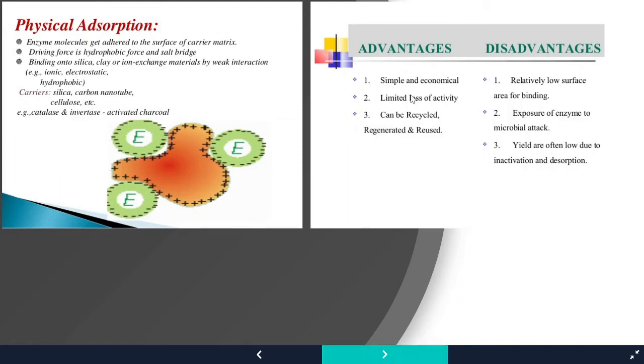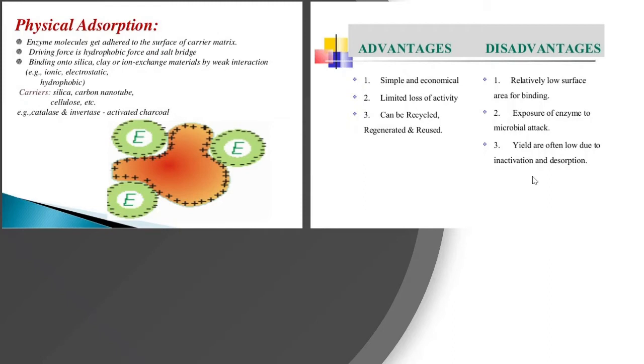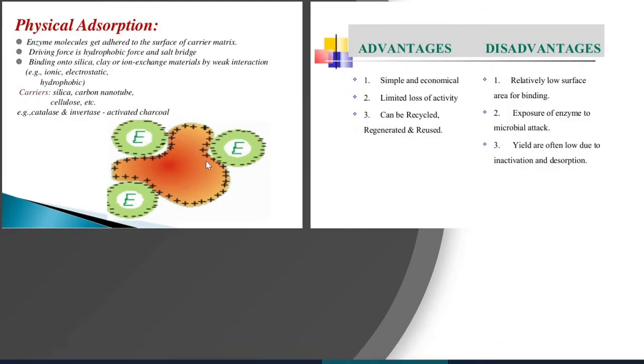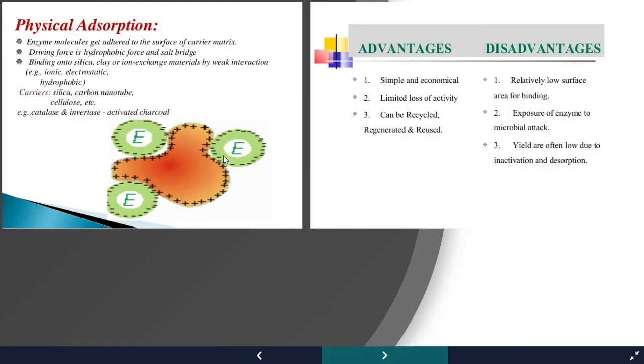Coming to the advantages and disadvantages, these methods are simple and economical, have limited loss of activity, and can be recycled, regenerated, and reused. Whereas the disadvantages include a relatively low surface area for binding, exposure of the enzyme to microbial attack, and yields that are often low due to inactivation and desorption. Desorption is the opposite of adsorption. As they are bound to the carrier molecule only with van der Waals forces or hydrogen bonds, which are very weak in nature, there is a chance of desorption, that is, getting away from the carrier.